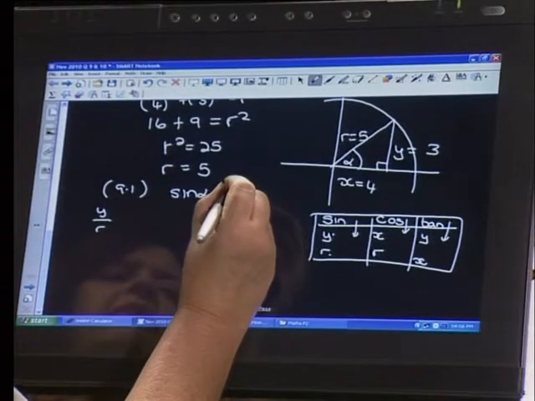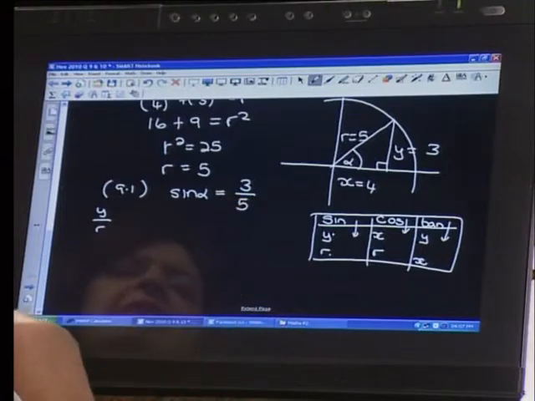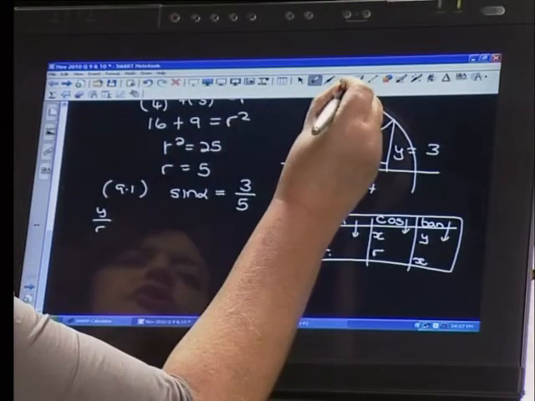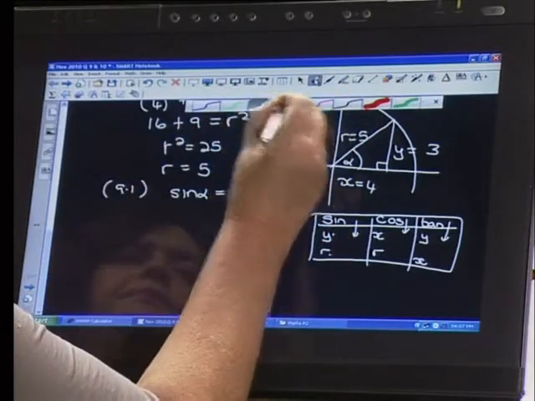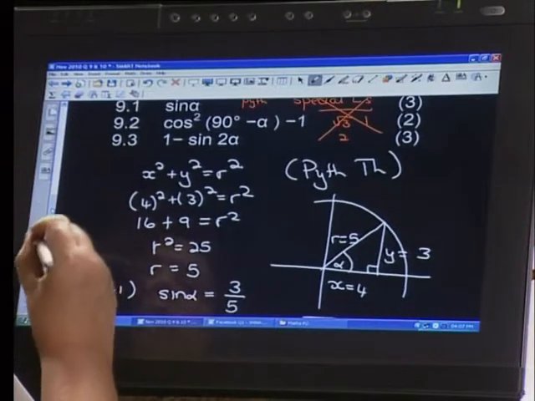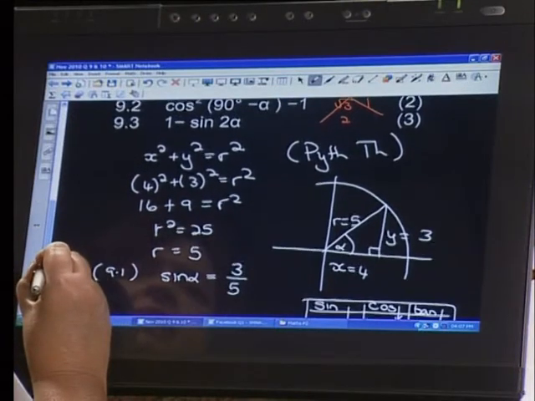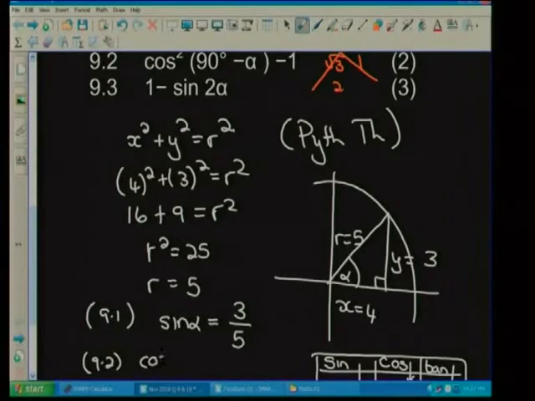So the sine of alpha is the y value, which is 3, over the r value, which is 5. So that's a nice, straightforward, easy question to do. No problem as such. Right, let's go to the next one. And the next one asks me to find cos squared. I think I must just bring it up a little bit here, 9.2. It's cos squared of 90 minus alpha, minus 1.